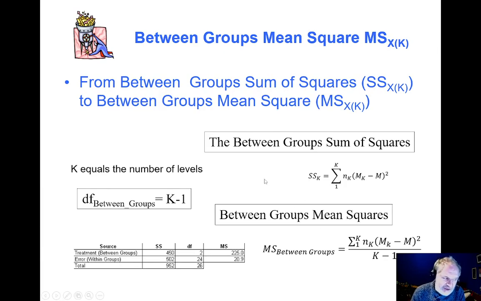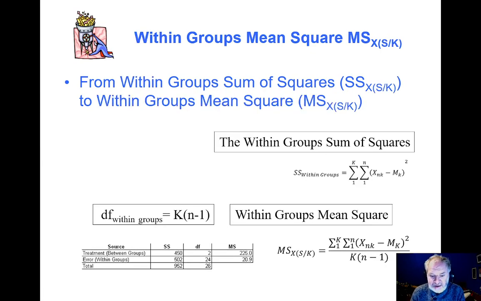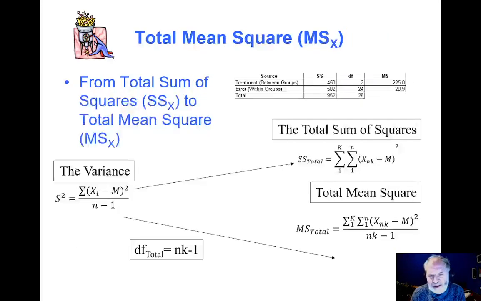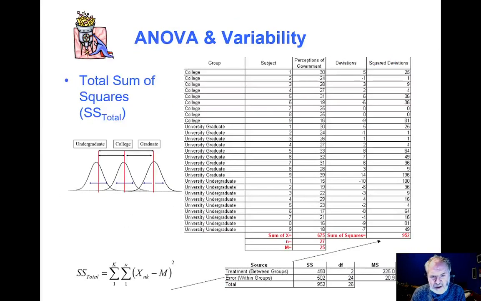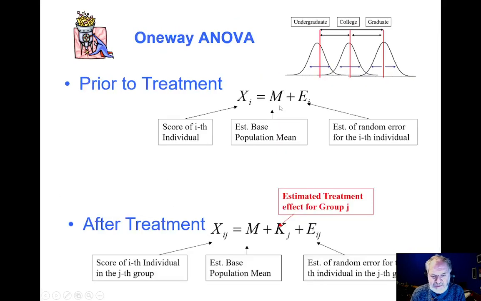Okay, then the final degrees of freedom is the degrees of freedom for the within groups. I have 3 groups, right? So if I kind of go back, if I look at it, let's go right back to here.